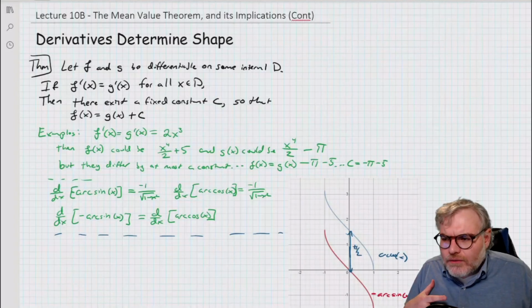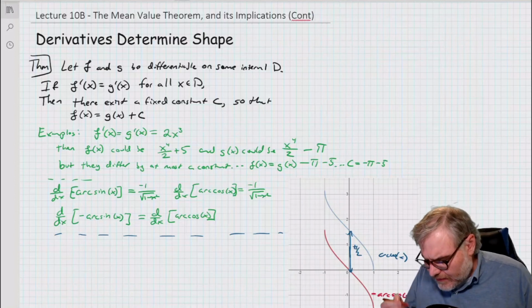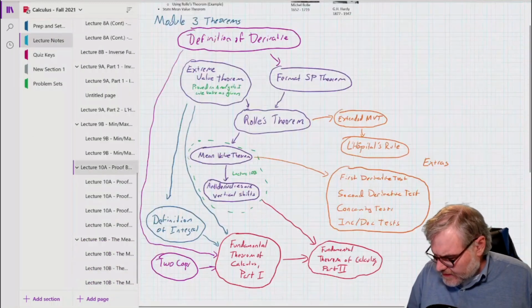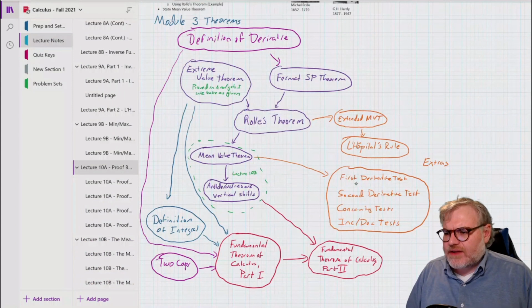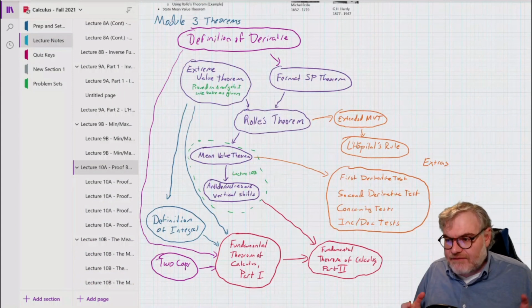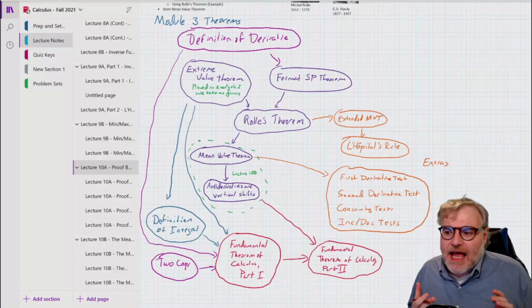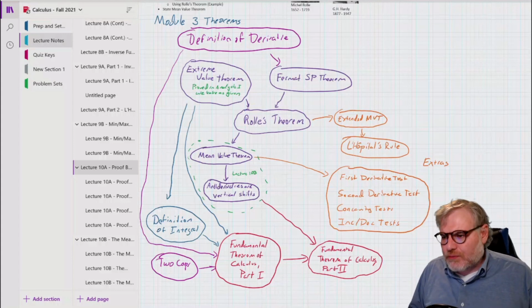Okay, so we have the mean value theorem now. Now, the mean value theorem is used to prove a lot. So if we look back up at our list of stuff, the mean value theorem is used to prove the first derivative test, the second derivative test, the concavity test, increasing, decreasing, all of these things that we have been doing in class with the problem sets. All of those things, you use the mean value theorem to prove them.